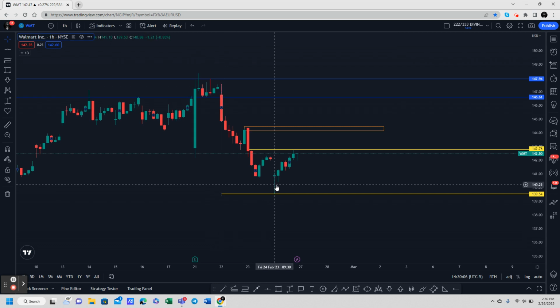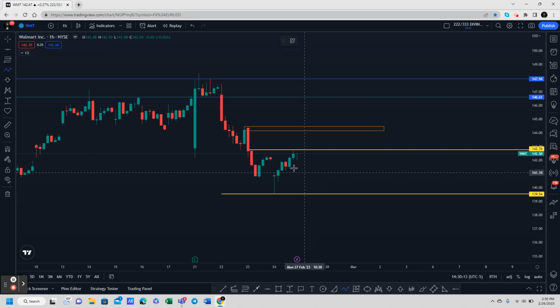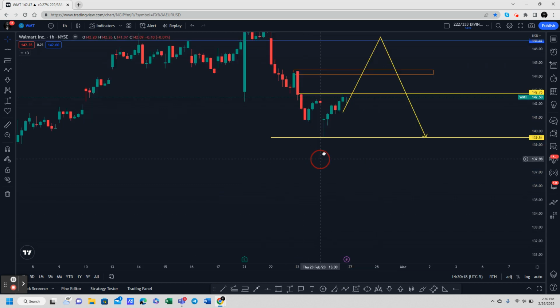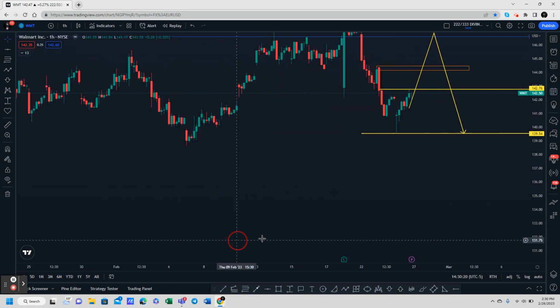Well, here's something you need to look at too. This broke, but we never really got a retest yet. So could this be pushing up to get a retest? Possibly. We don't know yet. That's why I said it's possibly. All right, we still could come up here and then do something like that.